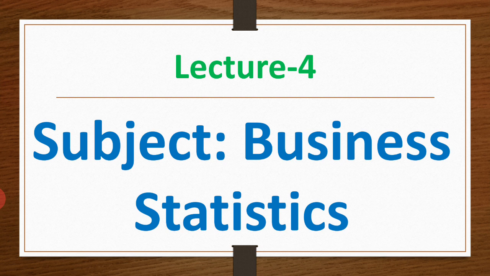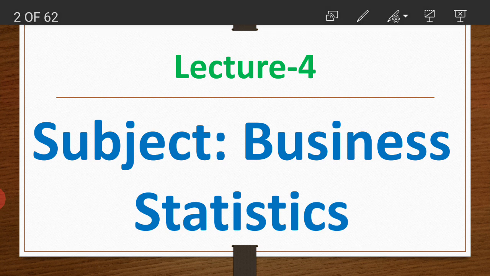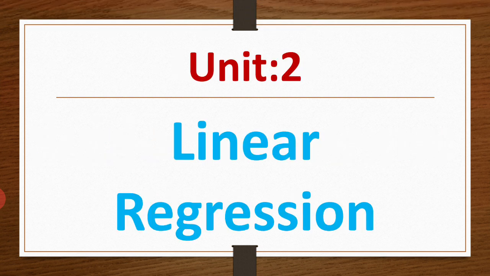Lecture number 4. Subject: Business Statistics. BCom Semester 5 students and BBA Semester 3 students. Unit number 2, linear regression. It is our second unit.